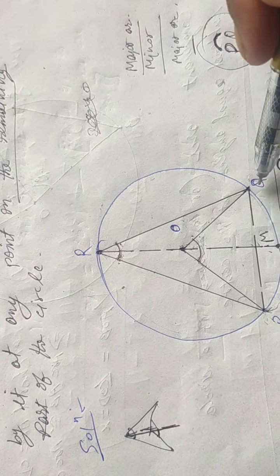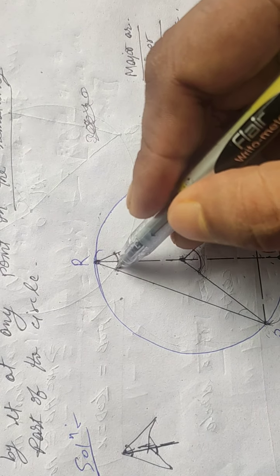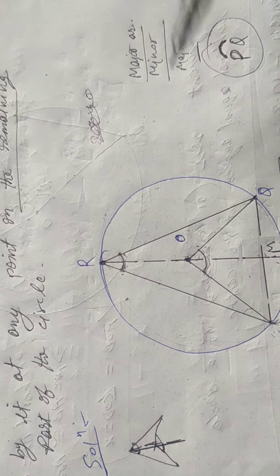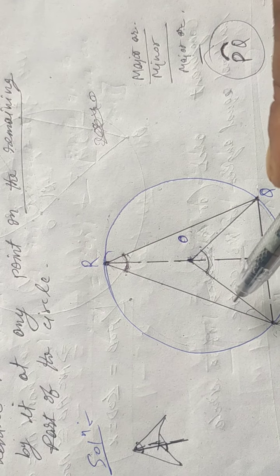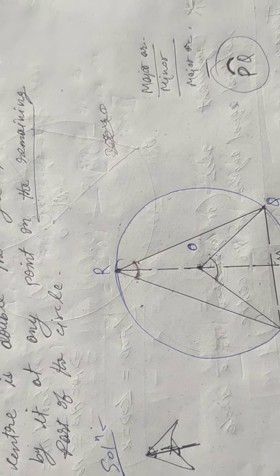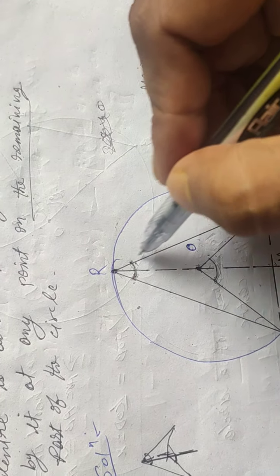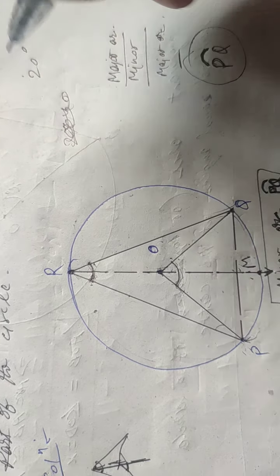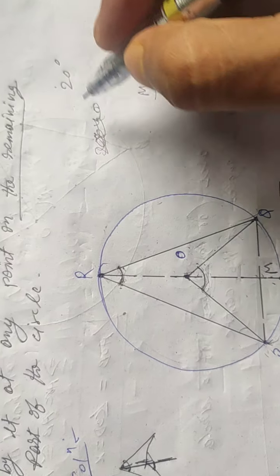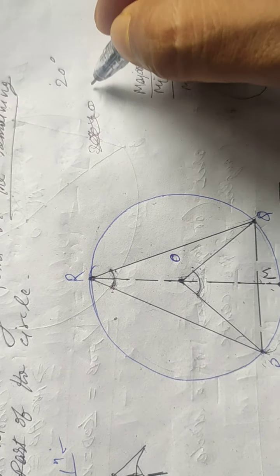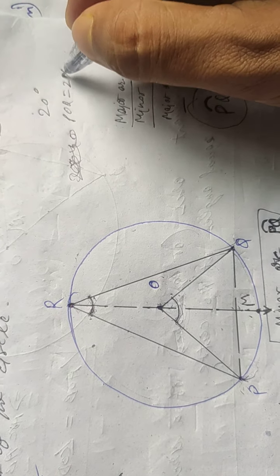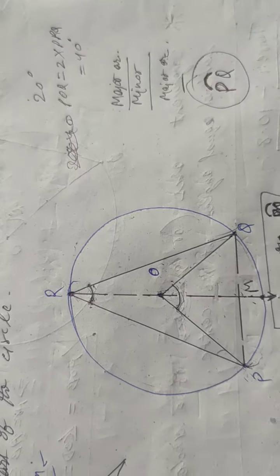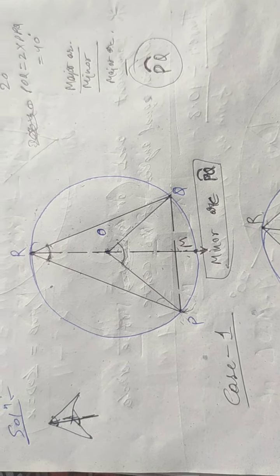When you join these points, you get an angle here and an angle here again. So basically what you need to prove is that angle POQ is equal to twice of angle PRQ. If angle PRQ is 20 degrees, then POQ is equal to 2 into PRQ, which is 40 degrees. So likewise you have to prove this.